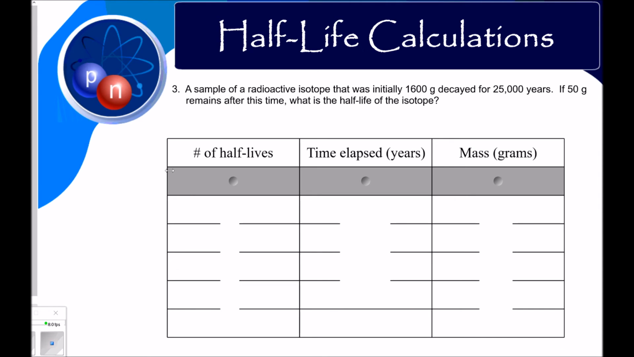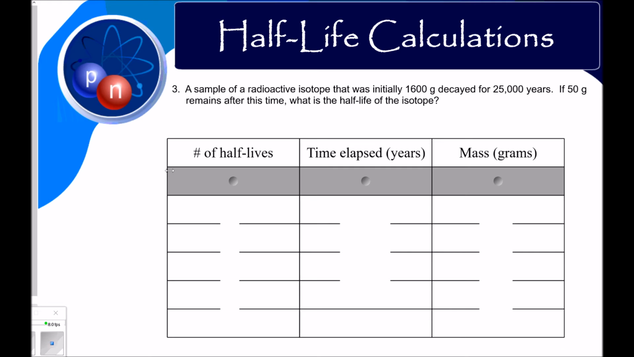Let's try our next example. A sample of a radioactive isotope that was originally 1,600 grams decayed for 25,000 years. If 50 grams remains after this time, what is the half-life of the isotope? Go ahead and pause the video. Try to solve this one on your own. When you come back, I will explain it to you.